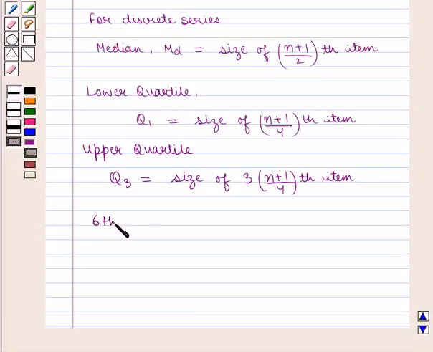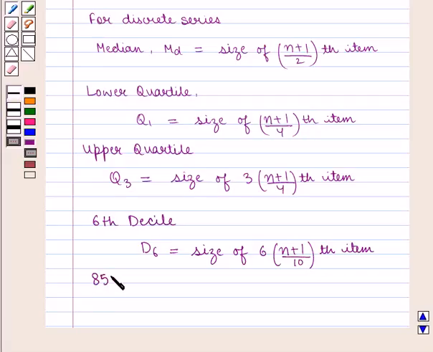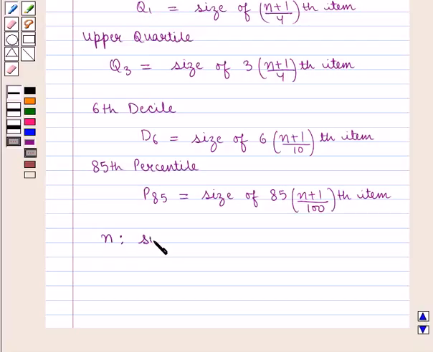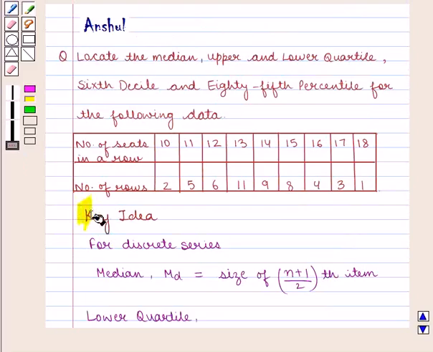6th decile D6 is given by size of 6 into n plus 1 by 10th item, and 85th percentile P85 is given by size of 85 into n plus 1 by 100th item, where n is the sum of the frequencies, given by summation of f. With this key idea we shall proceed with the solution.